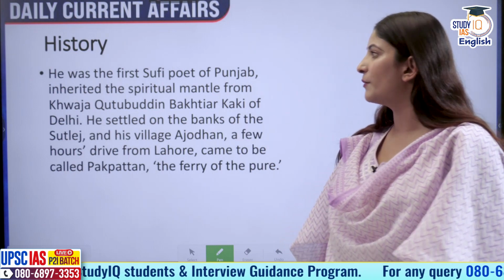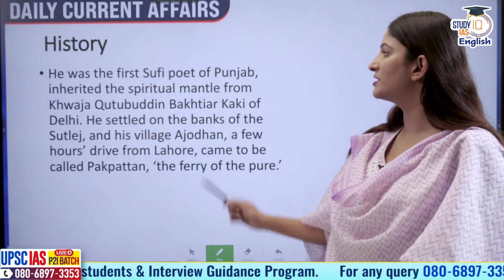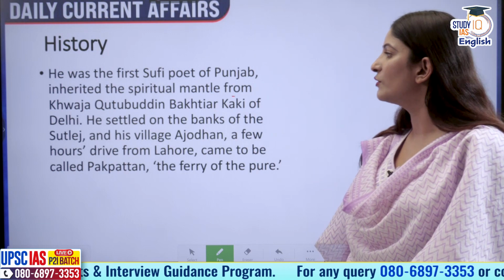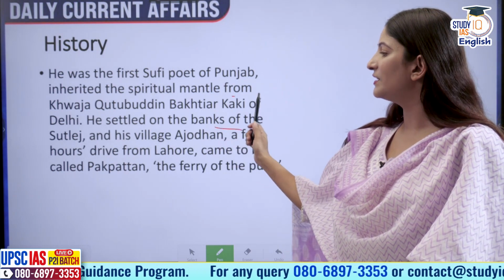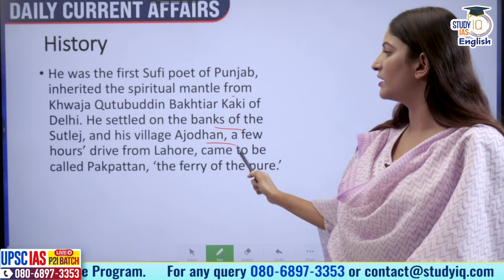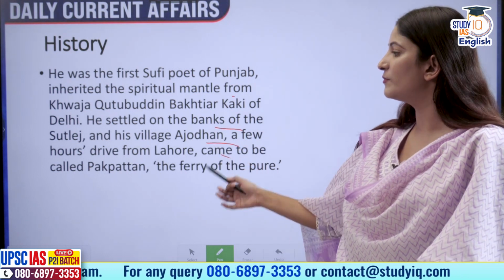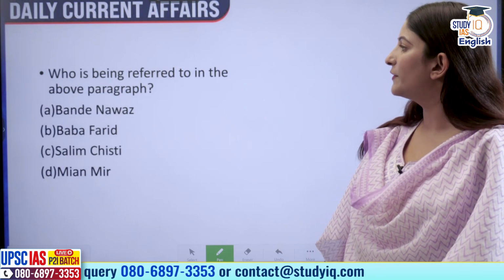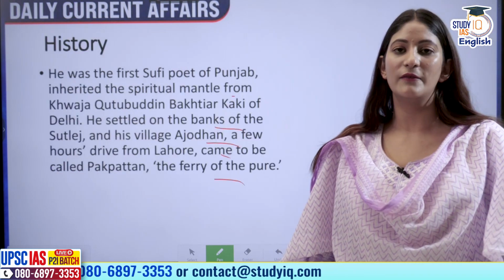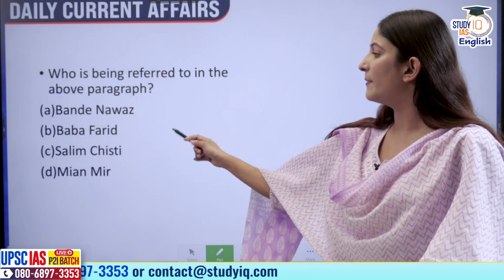He was the first Sufi poet of Punjab, inherited the spiritual mantle from Khwaja Kutubuddin Bakhtiyar Kaki of Delhi. He settled on the banks of the Satluj, and his village Ajodhan, a few hours' drive from Lahore, came to be called Pakpatan, the ferry of the pure. So, who is being referred to in the above paragraph? We are actually talking about Baba Farid.